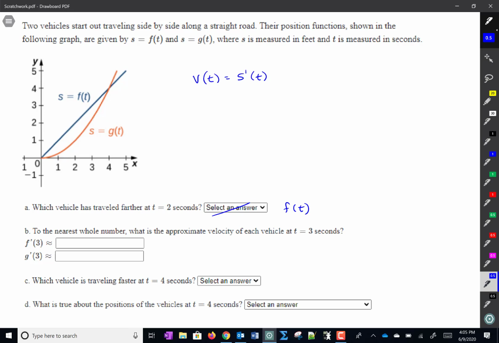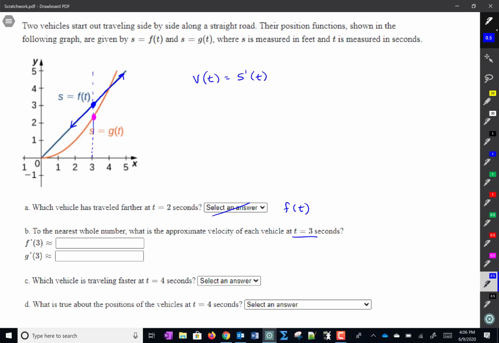So to get velocity, what we need is the slope at individual points. And the point in question here is where t is equal to 3. So where t is equal to 3 is right here. And this point is on the function f, and this point is on the function g. Now, the tangent line to a line is just equal to the slope. So the slope of the tangent is just the slope of the line.